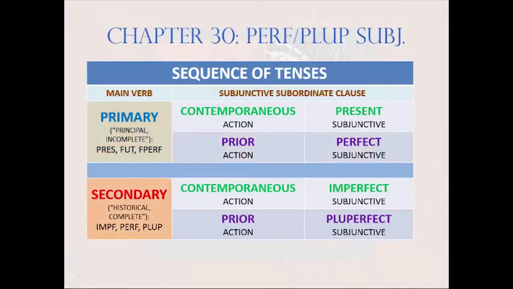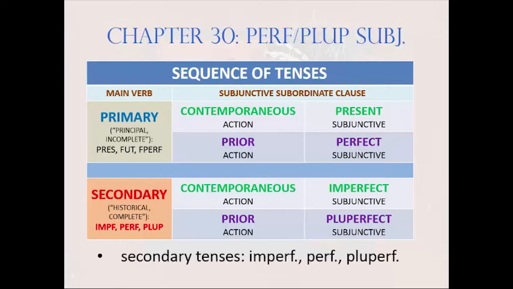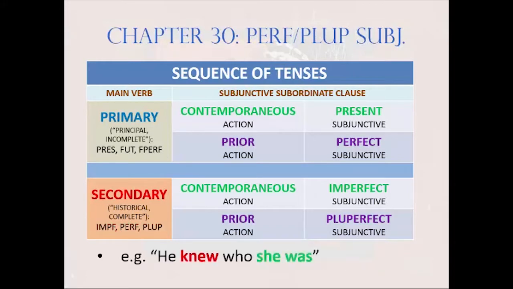Conversely, if the main verb is past tense, which includes imperfect, perfect, and pluperfect, grammarians call those tenses secondary. For instance, he knew who she was. Then Latin uses the imperfect subjunctive to show this type of contemporaneous action in the clause. Here, esset. But what if the verb in the clause represents time prior to a past tense main verb? Minus one plus minus one equals minus two, the pluperfect, as in, he knew who she had been.